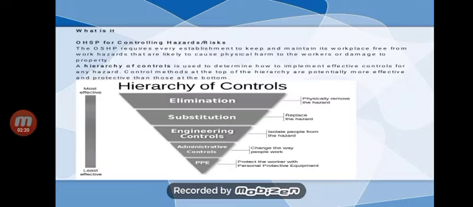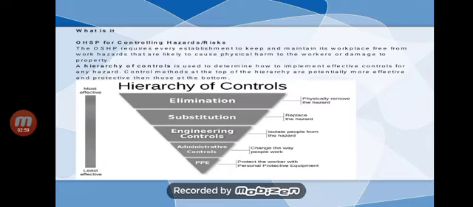The occupational safety and health procedures require every establishment to keep and maintain its workplace free from work hazards that are likely to cause physical harm to the workers or damage to property. So these are the hierarchy. A hierarchy of controls is used to determine how to implement effective controls for any hazard. Control methods at the top of the hierarchy are potentially more effective and protective than those at the bottom.